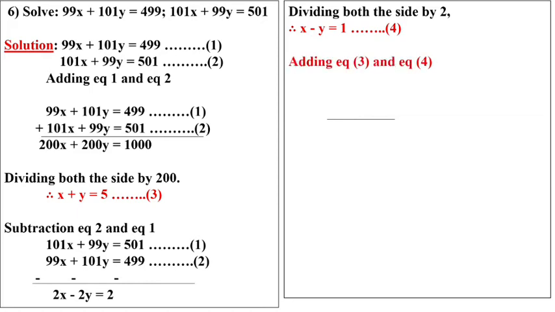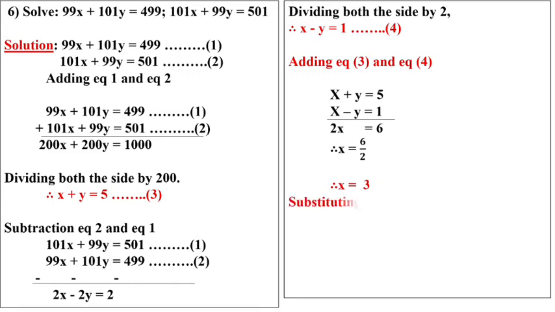Now children, adding equations number 3 and 4, we get x + y = 5 and x - y = 1. So we get 2x, as plus y and minus y will cancel. Here we get 5 plus 1, which is 6. Therefore, x equals 6 upon 2. Therefore, the x value is 3.